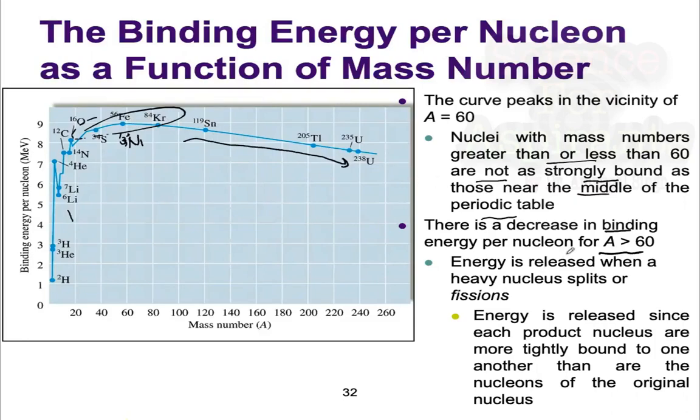So energy is released when these heavy nuclei split up into fission. Those nuclei lying somewhere here in this binding energy per nucleon curve are more favorable for the nuclear fission phenomena. And the nuclei lying somewhere here in this case are more favorable for the nuclear fusion phenomena.